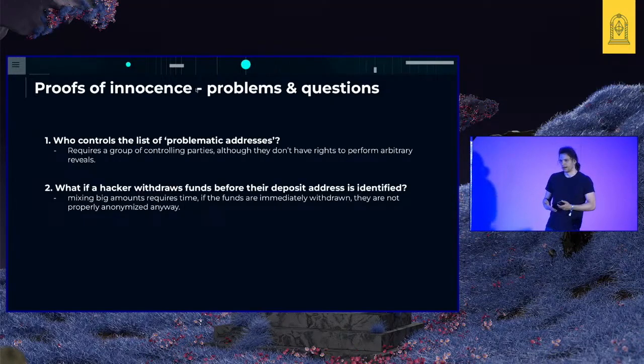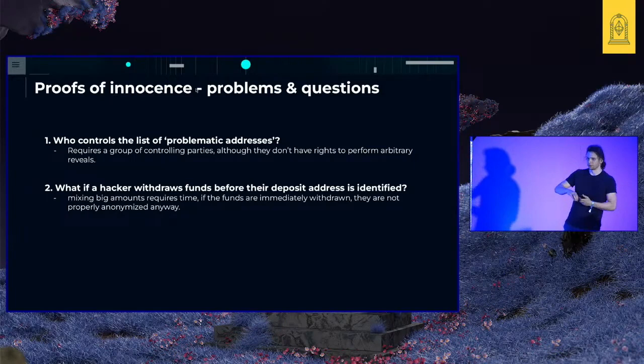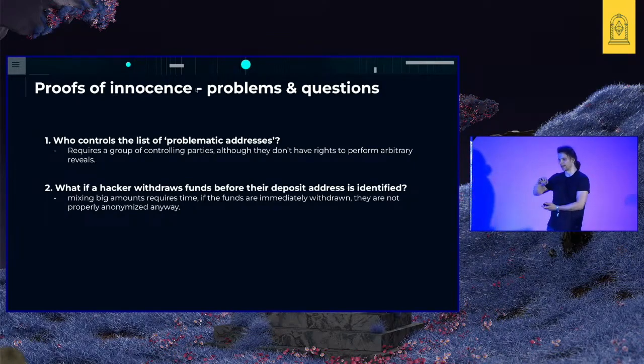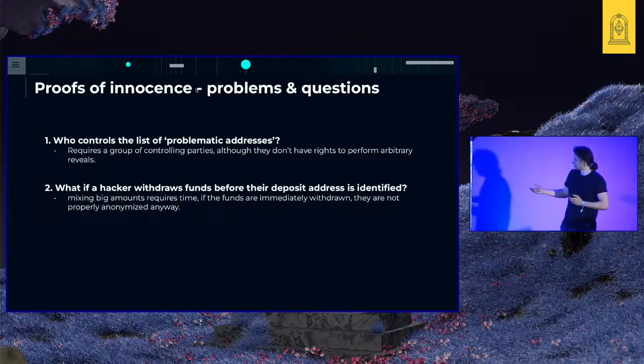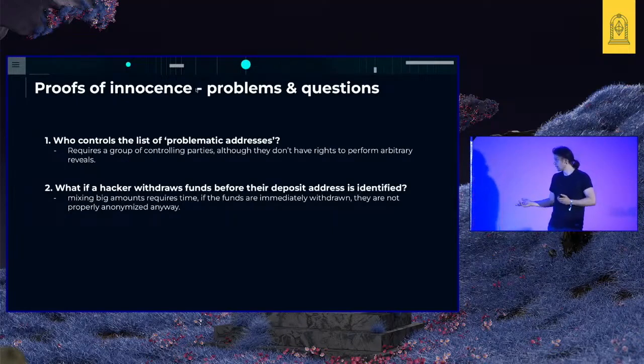big amounts. For example, this year, on the Railgun protocol on Ethereum, the Lazarus Group tried to mix, I think, something like 200 million. They sat in Railgun for half a year, and that was not enough. I mean, it was possible to link deposits and withdrawals, even though it took half a year to anonymize, and that was not enough to anonymize such a big amount. So yeah, this is a trade-off, obviously. As I said, there is a privileged party here, although much less powerful.